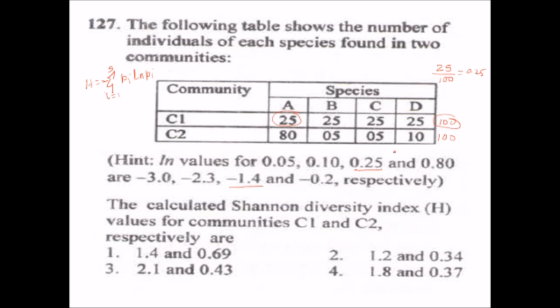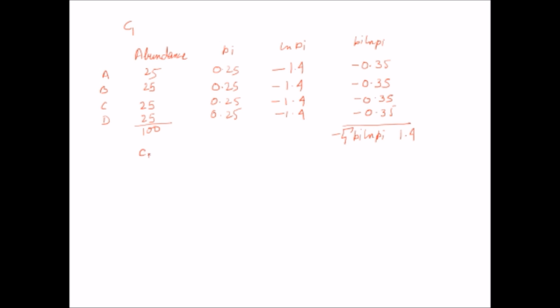Now back to the question. As per this, for C1 it is 1.4. Also let's calculate for C2. For C2 community, the abundance for A, B, C and D is, here it is given, 80, 5, again 5 and 10. Its total number is 100.